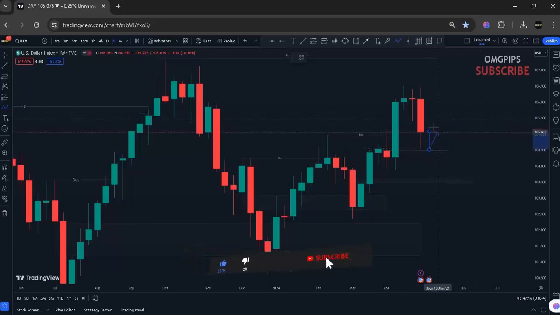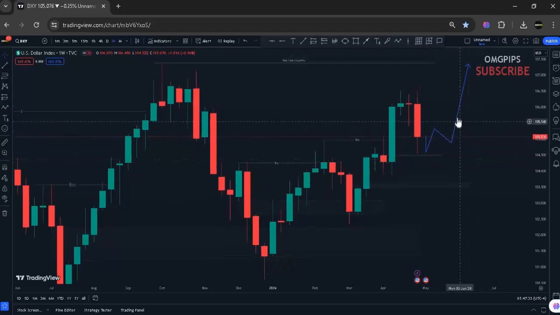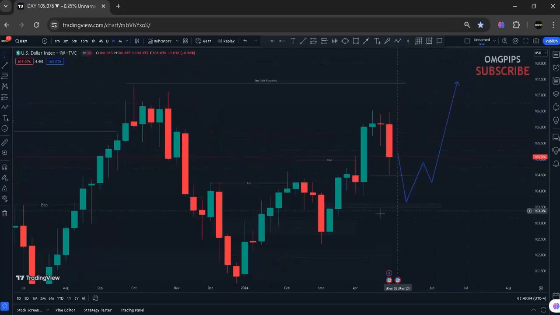So I'm looking at something like this. That's my first scenario, the first scenario that I'm expecting. And the second one looks something like this. So I have this inverse fair value gap and this order block to look for buys.